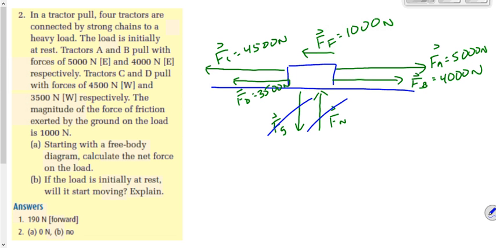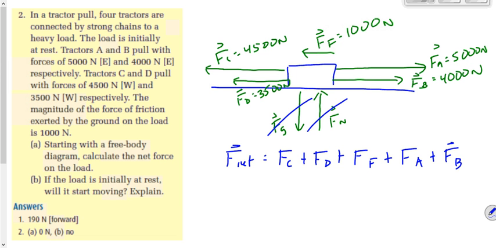Add them up. Just like we add up all the things on your paycheck, the net force is equal to FC plus FD plus FF plus FA plus FB. Here we go. We have a problem involving 5 different forces that don't cancel each other out. Since we're just looking for the net force, I'm not going to replace that with m times a, but I could if I needed to.